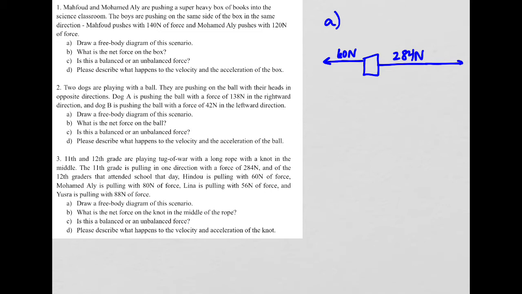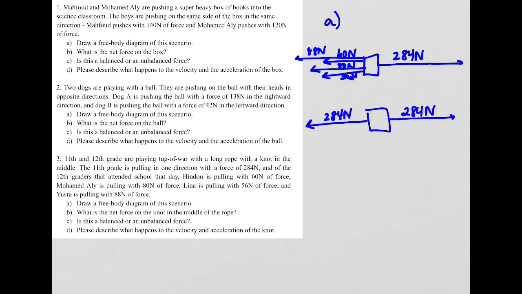Muhammad Ali is pulling with 80, so a little bit more. And Lena is pulling with 56 newtons. Oh, there's 4 people here. Lena, 56. Yusra with 88 newtons. Okay. So it probably would have been easier if you combined all of those, right? So let's add all of those up. If we add all of those up, we get 284 newtons that the 12th grade is pulling with. And, of course, I told you that the 11th grade is pulling with 284 in the opposite direction.